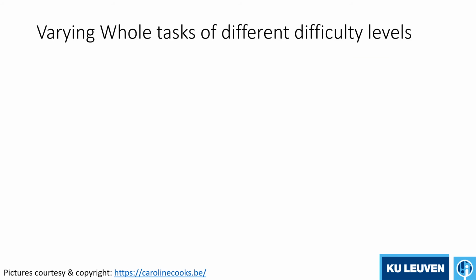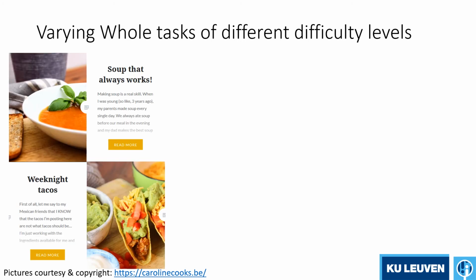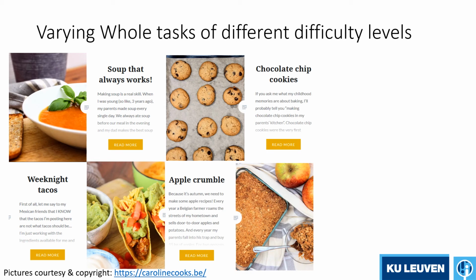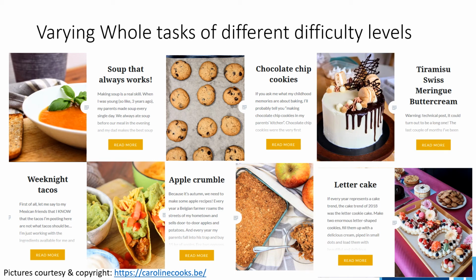Another important aspect of 4CID is that the whole task should be varying. You should offer a lot of them to your students, and also of different difficulty levels. So we will not start with baking a cake, but we will start with more simple things like making soup or tacos. And then gradually we will move on to a bit more difficult tasks like making cookies and apple crumble, to end with the very complex cakes like these 2 types of fancy cakes. Every time we have a task, the same task can be offered with different support levels.